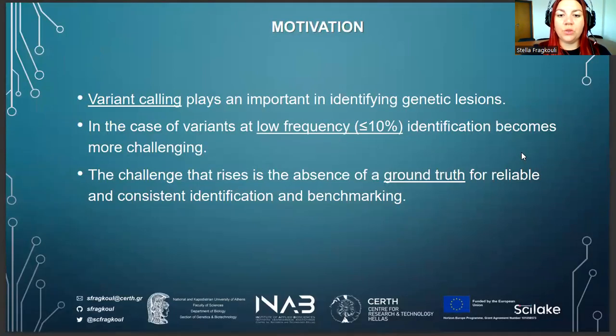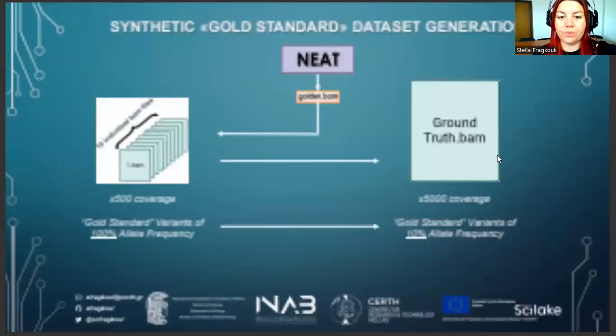The challenge that arises with somatic variant calling is the absence of standards and criteria for reliable and consistent identification of variants. Thus, variant calling may lead to largely different results when using different solutions, mainly due to differences in their algorithmic nature, which result in diverse outcomes. Things get more complicated when dealing with variants at low frequencies. The absence of a ground truth becomes obvious when playing around in this field.